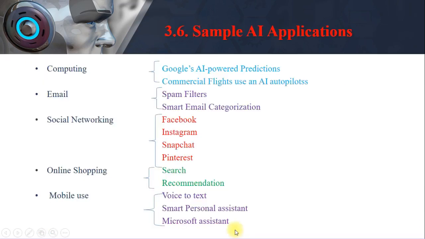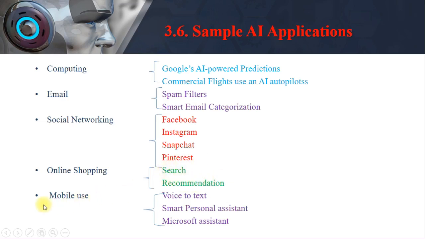The last point, not least, is about sample applications that exist today, which in one way or another we already use. For example, in email, we have spam filters, which filter unnecessary emails. There is also email categorization, like social email, important email, and the like. So they are already applicable. In social networks, we have applications like Facebook, Instagram, Snapchat, and the like. These are some samples of artificial intelligence in social networks. In online shopping, there are search artificial intelligence applications, and recommendation or assistance for sellers and shoppers. Those are applications of artificial intelligence.